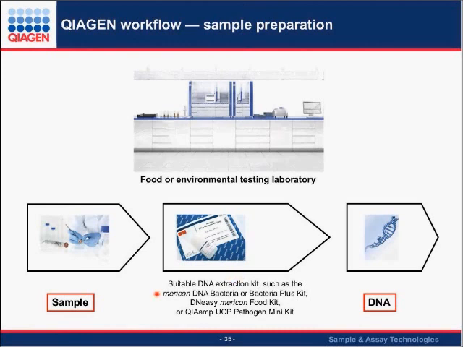So Maricon DNA bacteria or bacteria plus kit for overnight pathogen cultures, the Maricon food kit, which is a CTAB-based kit for foodstuffs to get DNA from food for either ingredient authentication or GMO. And then for water and environmental samples, we have kits such as the QIAamp UCP pathogen mini kit. So we make the DNA, and at the end of the sample prep, we have DNA molecules.